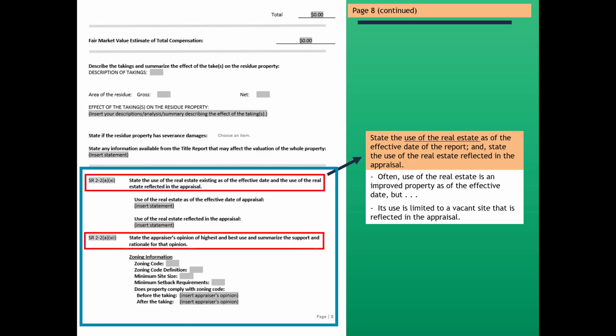Standards Rule 2-2AXII. State the appraiser's opinion of highest and best use and summarize and support the rationale for that opinion. And so we have to state the highest and best use and summarize the support and rationale in this area.